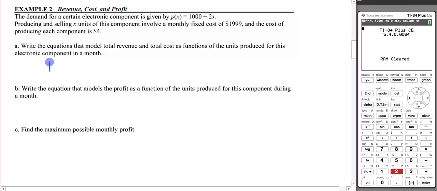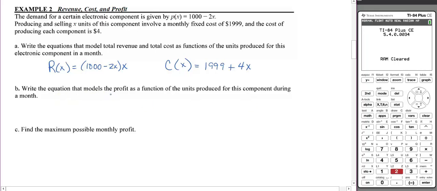So we'll call these the R of x function and the C of x functions. The revenue is going to be the demand times the number of items produced. So 1,000 minus 2x times the number of units produced. C of x is going to be 1,999 plus $4 times every component produced.